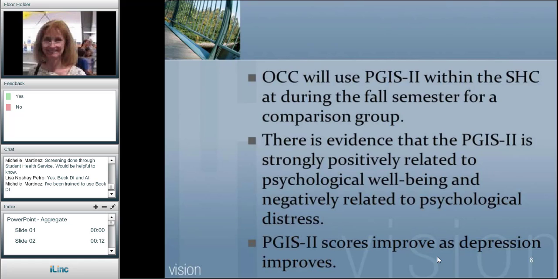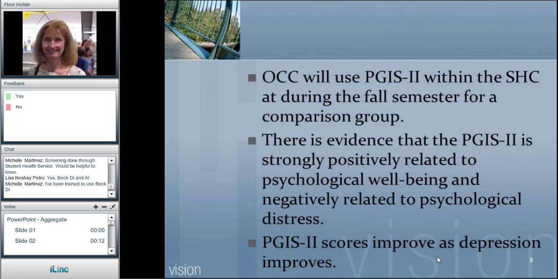What we're planning at this time is that Orange Coast College is going to use the PGIS-2 with our mental health group, so that we'll have a comparison group of our student veterans versus our regular mental health population.